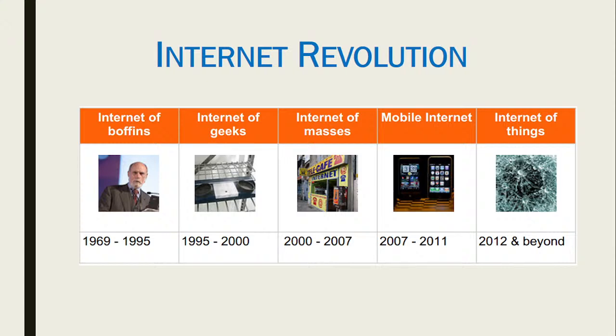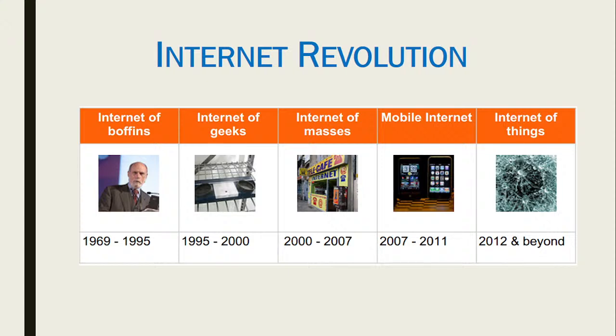So the internet at that time was an exclusive network. It wasn't like the internet today. Only certain institutes and certain people could access it. So it was very closed. That's why it's called the Internet of Boffins. If you search the term Boffins, it's a slang word.